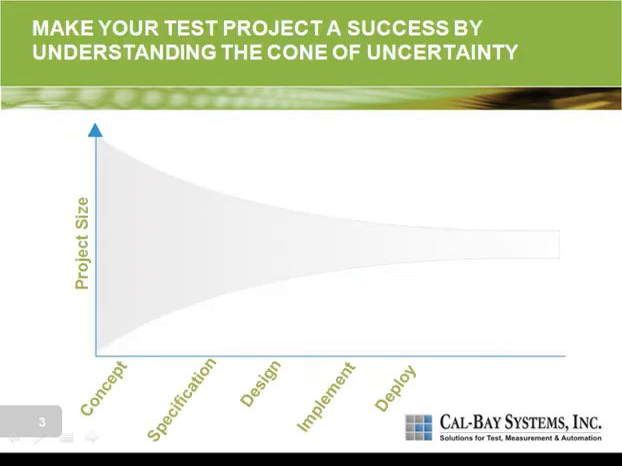So the first step is to make your test project a success by understanding the cone of uncertainty. And this is a slide that CalBay uses very often to talk about how the project size can change based on what phase we're in. So when we're in the concept phase, the project size might be 4 times what we expect, or it might be 25% of what we expect. But as we go through and gather the requirements and get to a specification phase, we start to narrow down that project size to where we have a much better understanding.